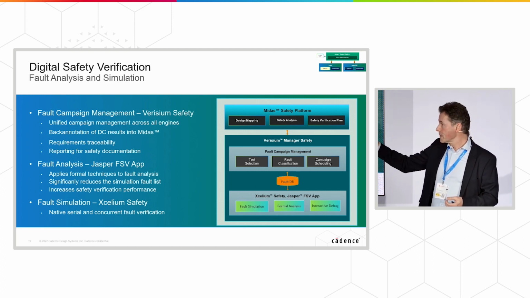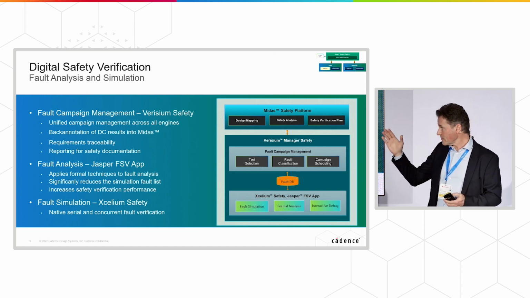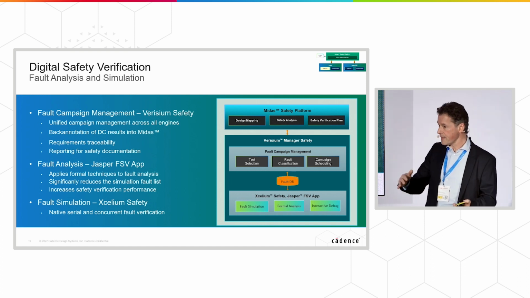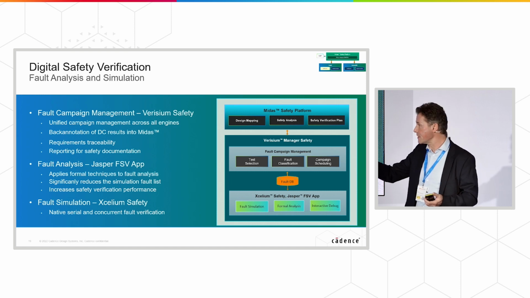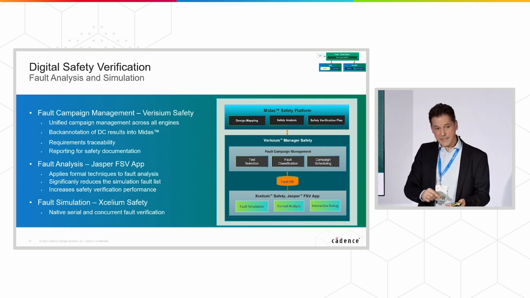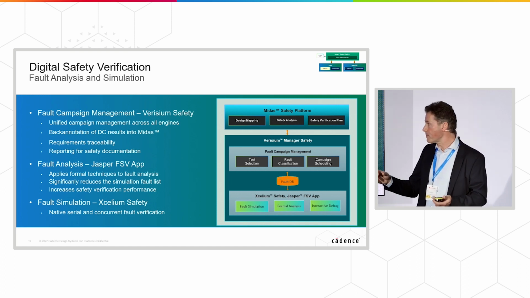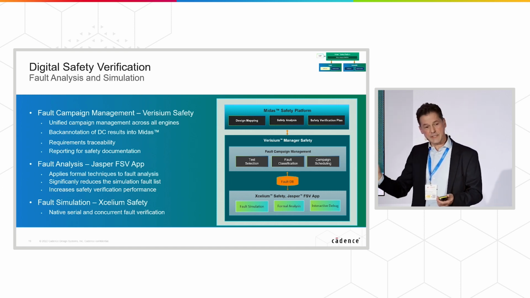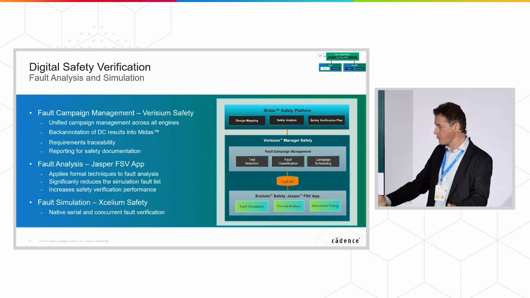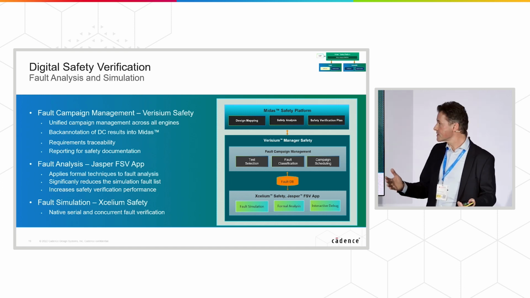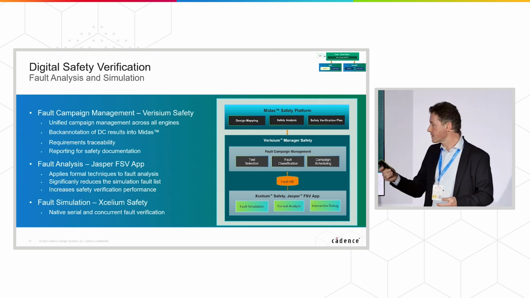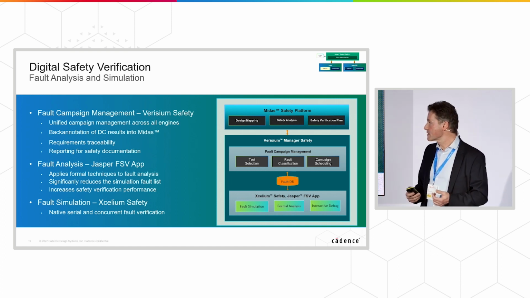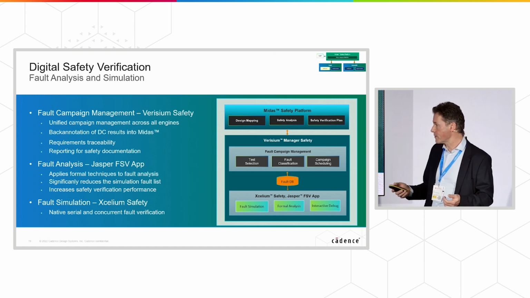Jasper, our formal fault verification tool, is actually a tool that can identify which faults will propagate into a design, which faults cannot propagate into a design and can be tagged as a safe fault, which faults I can always detect, which faults I can never detect. So it applies a mathematical approach to classify faults. And the goal is that this huge fault list needs to be reduced as much as possible in order to simulate then later on the injected faults with the Xcelium simulator. So it increases the safety verification performance.